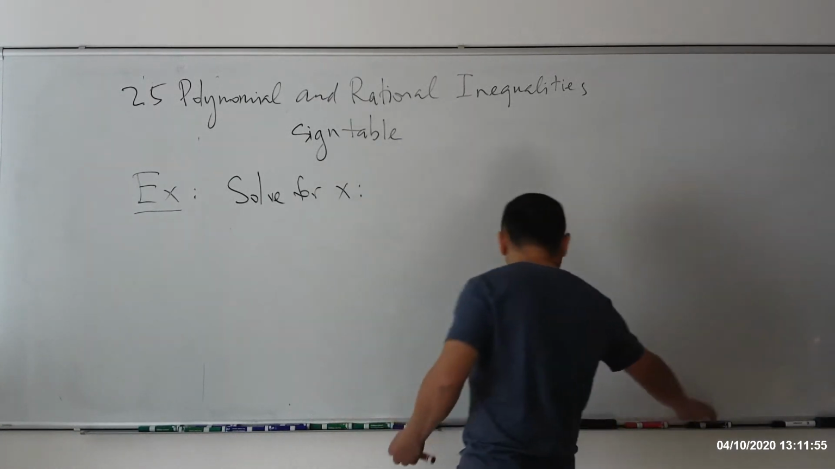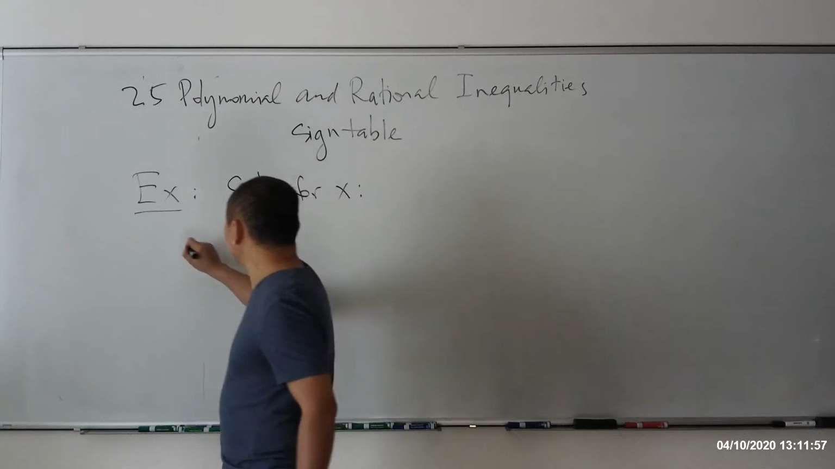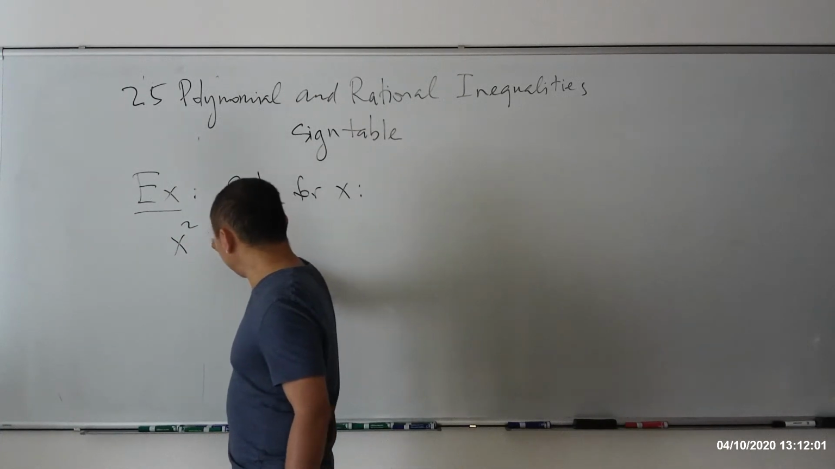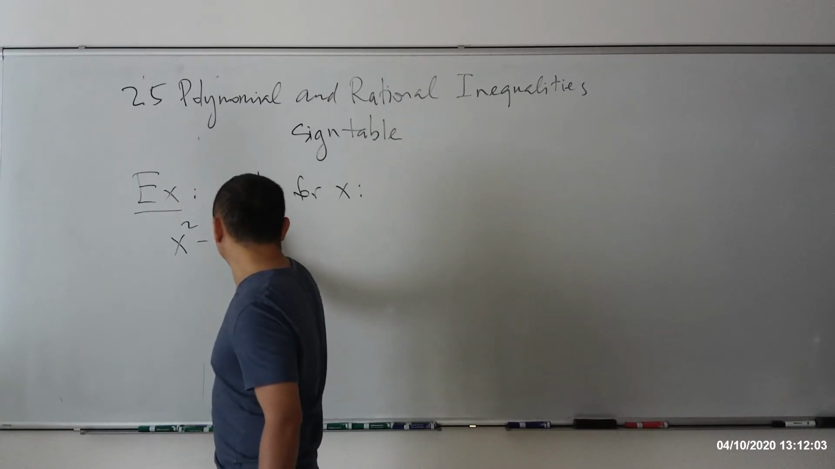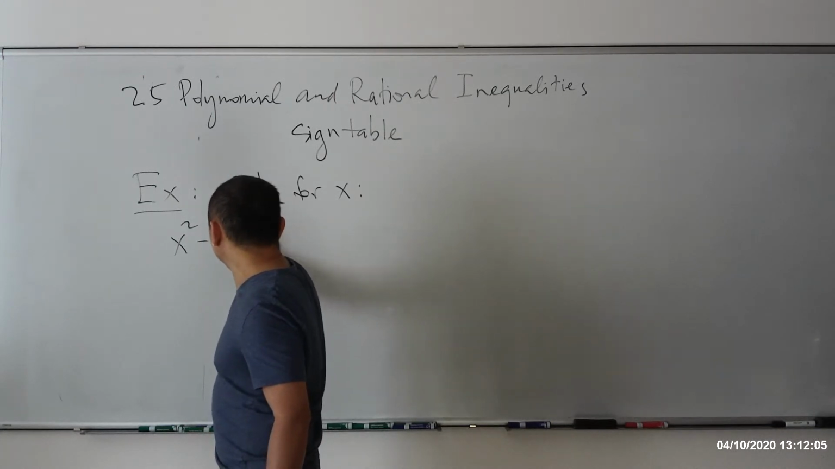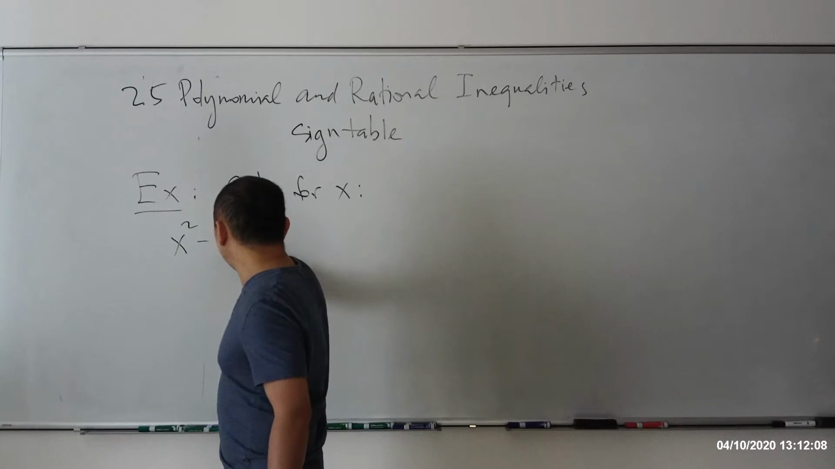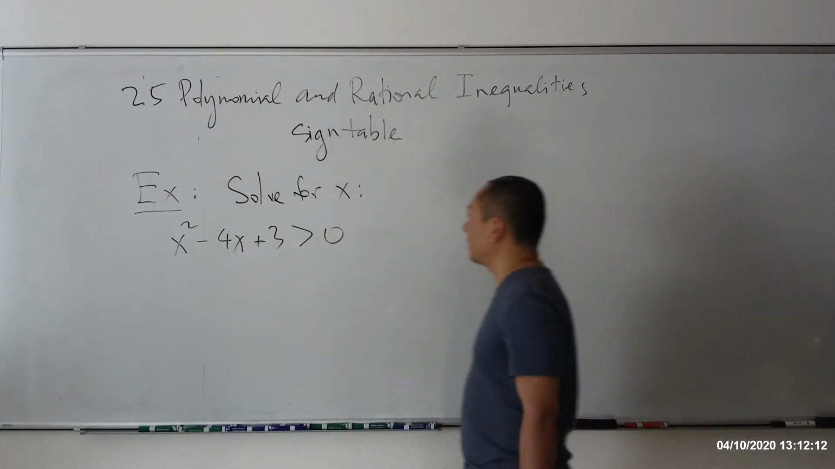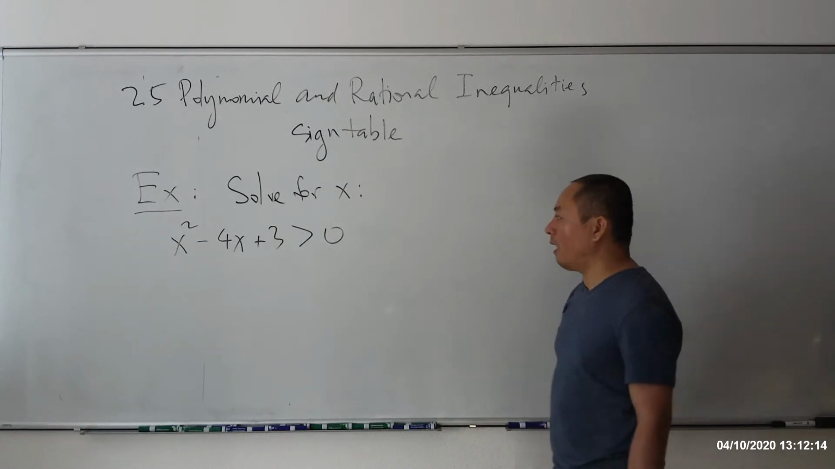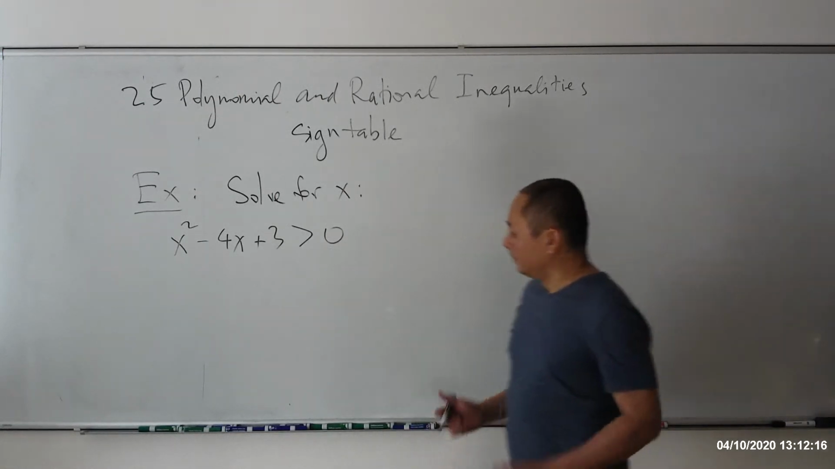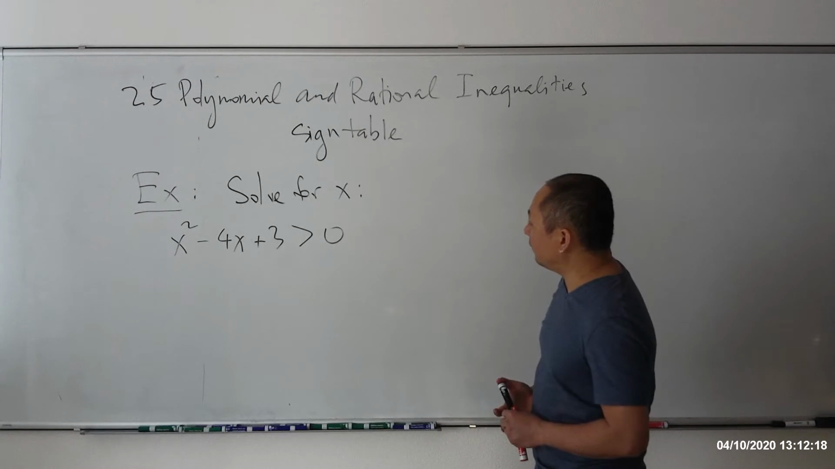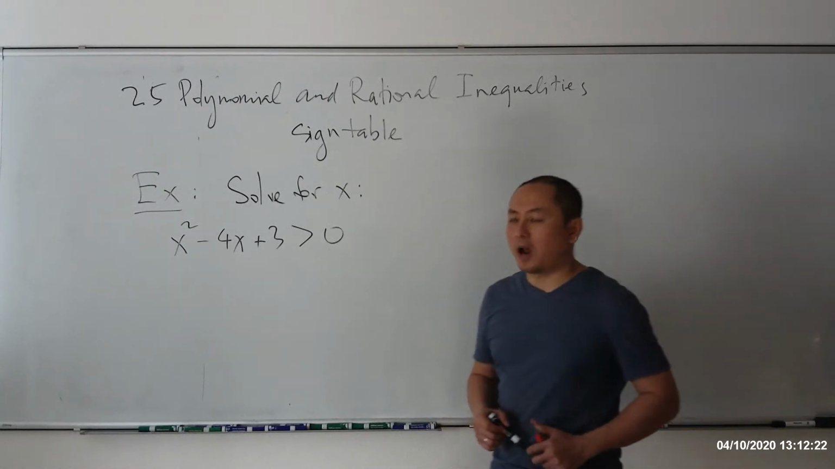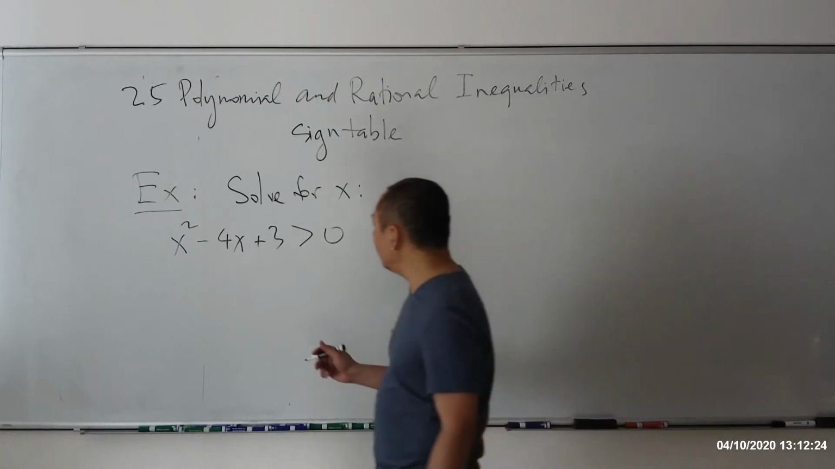Solve for x, and I have this: x squared minus 4x plus 3 greater than 0. Alright, now we don't have a linear polynomial function on the left hand side anymore. What we got on the left hand side is a quadratic. Okay? So we want to solve for this.